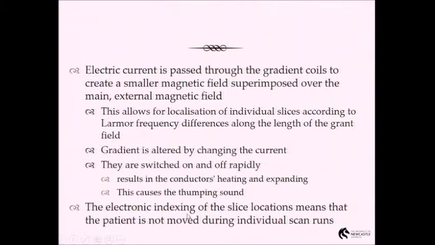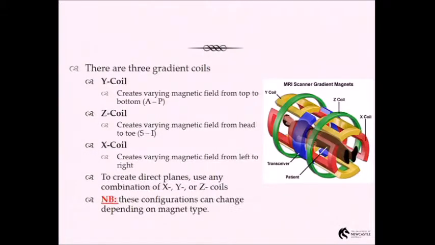So the electronic indexing of the slice location means that the patient's not moved during individual scans. So if you've seen CT where you slice, move, slice, move, slice, move, we don't do that in MR. Once we set up to do a run through the brain, they move to that landmark location, and then we just index the magnetic field through the brain to acquire all those individual slices. The patient doesn't have to move. How do we do that?